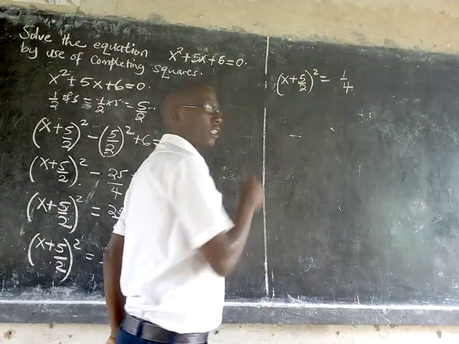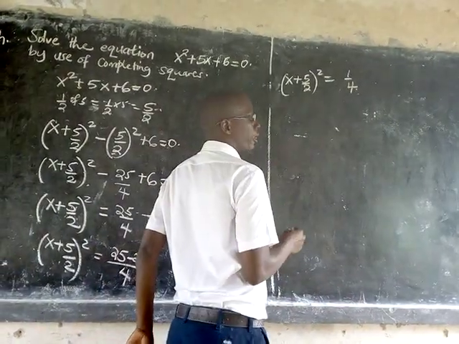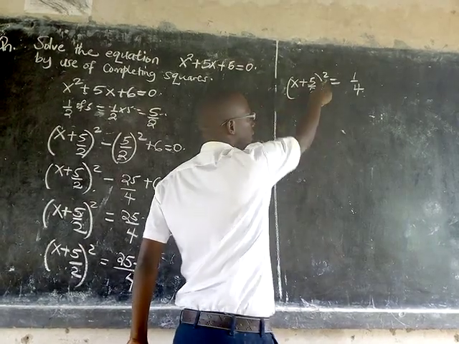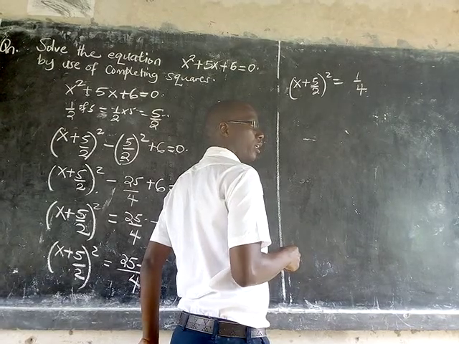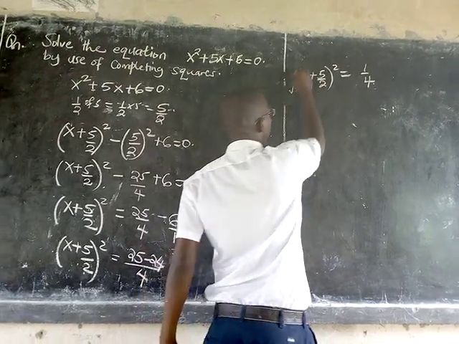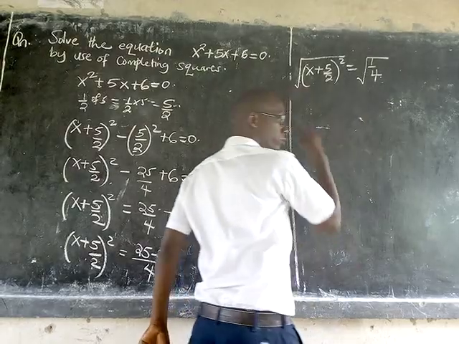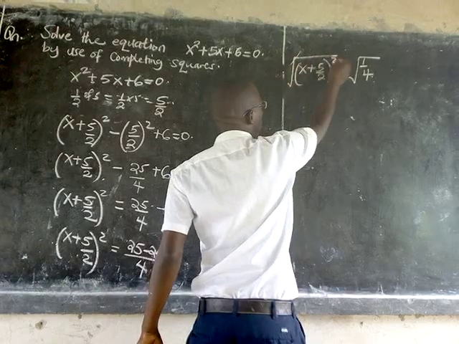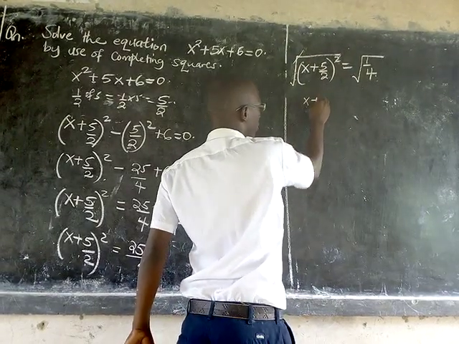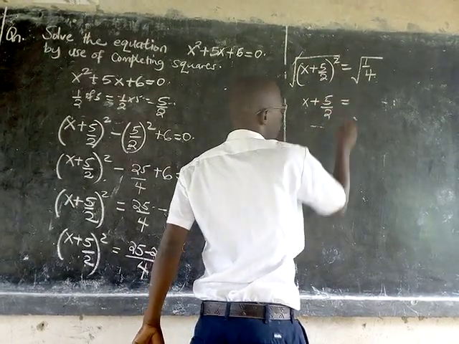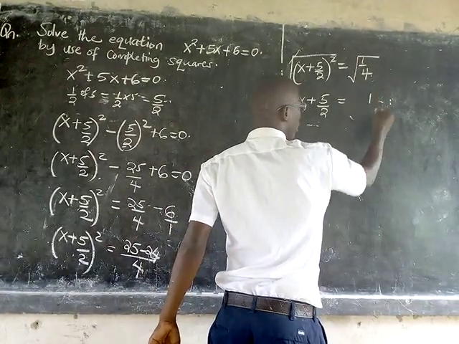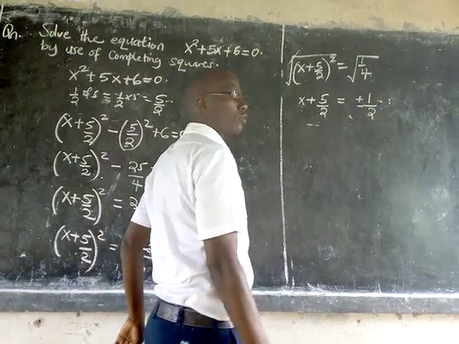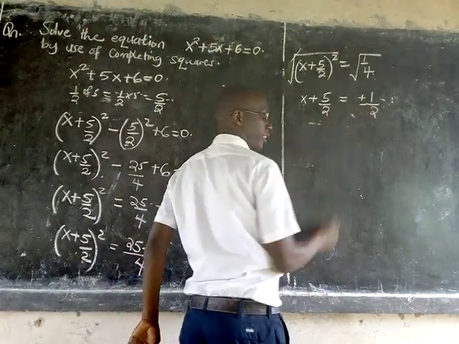But remember, our target is to look for x. So we're supposed to make x the subject. And how do we make x the subject? Since we have a power 2, since we have a squared, we're going to take the square root both sides. What you do on the left hand side is what you do on the right hand side. So this one cancels with this. We're going to have x plus 5 out of 2 is equal to, the square root of 1 is 1, the square root of 4 is 2. But remember, the square root of a number is two-sided, therefore we write a positive and negative half.